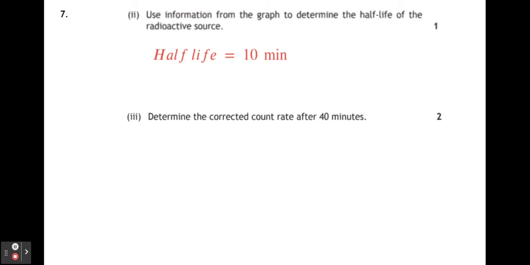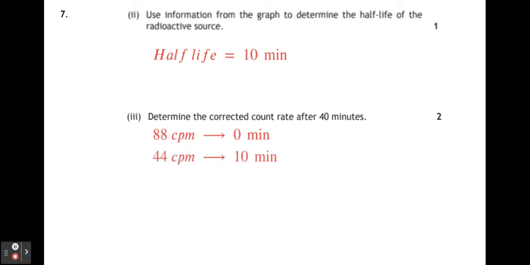Part 3, determine the corrected count rate after 40 minutes. So this is beyond the end of the graph, but we can work out what it's likely to be because we know that it's starting at 88 and every 10 minutes it's going to halve. So at 88 counts per minute, that was at the beginning, before any time passed.